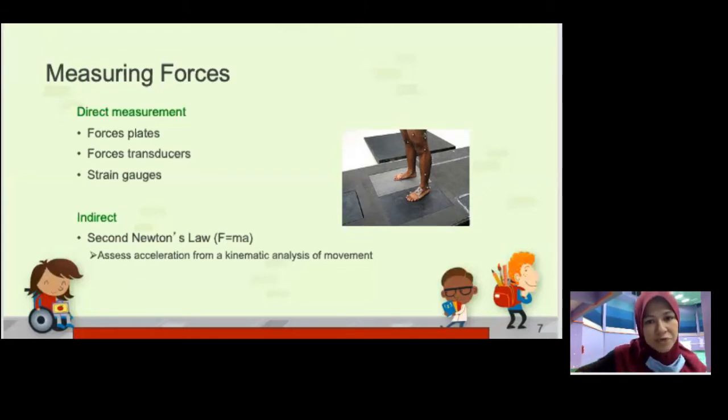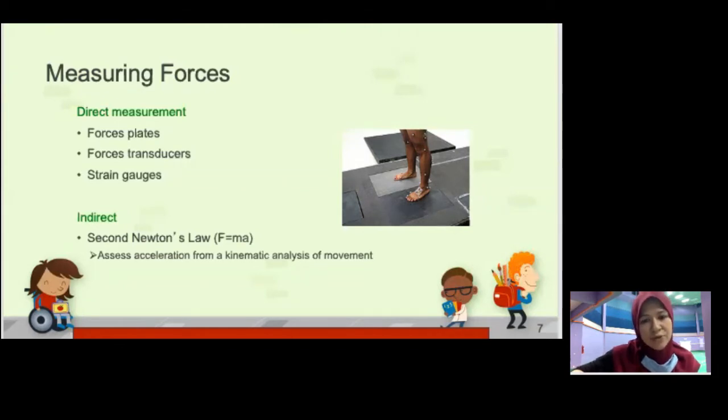Okay, and the second is force transducer. Force transducer ni, kita tengok the transducer akan measure berapa banyak forces kita, and the strain gauge. Okay, and then there are also indirect method of measuring forces. That is the second law, which is kita kira forces equal to mass times acceleration. So it assess acceleration from a kinematic analysis of a movement. Okay, kita kira berapa direction, berapa mass, berapa berat dia, berapa laju acceleration.